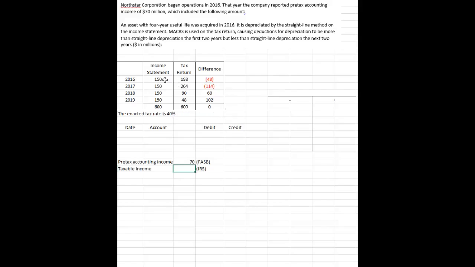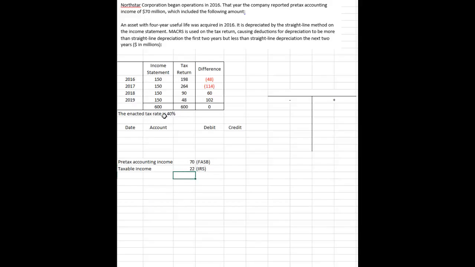So when we look at the first year, we have a difference that has arisen as a result of the depreciation of $48 million more. The tax depreciation was $48 million higher than the book depreciation. And so what that means is this $70 million of pre-tax or FASB income is larger than the tax income, because for tax purposes we get to deduct an additional $48 million in depreciation. So we're going to take that $70 million and subtract 48.